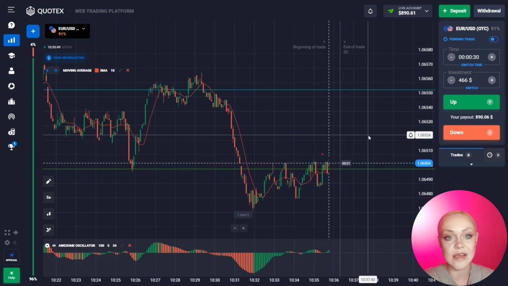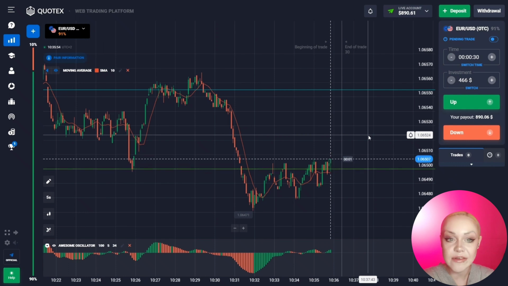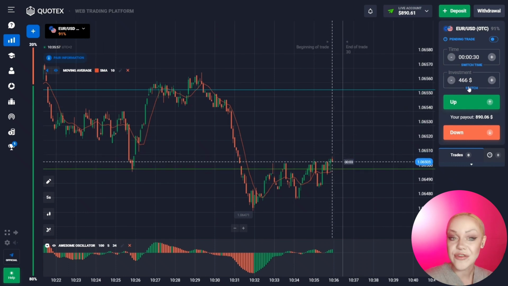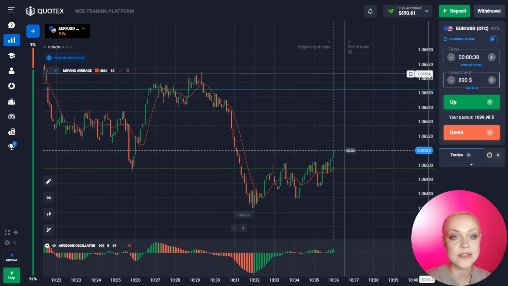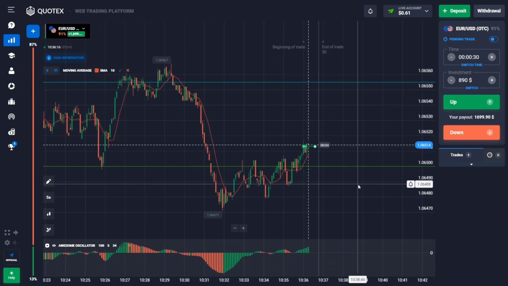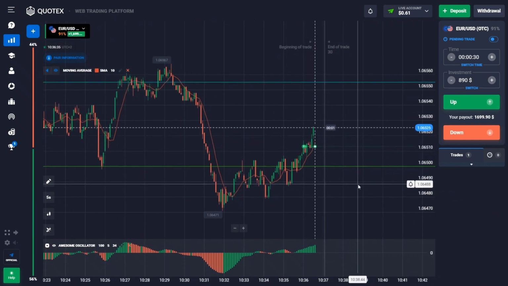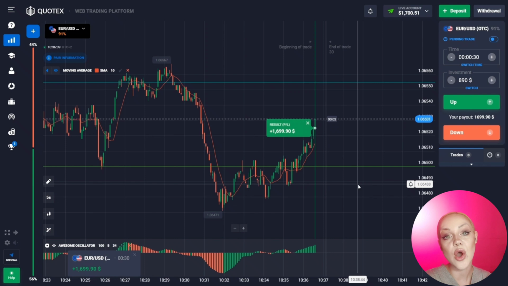The price is testing the level of resistance and updating the last maximum point and leaving above the average moving line. Therefore, I think this is a good moment to open a trade for $890 for a further price rise for 30 seconds. And we see that the price goes above our entry point and we managed to make money on this trade.